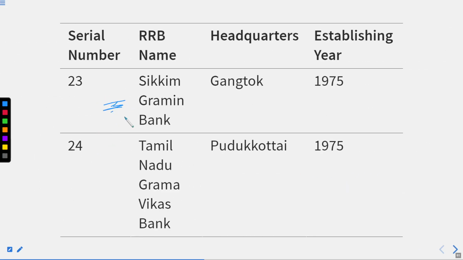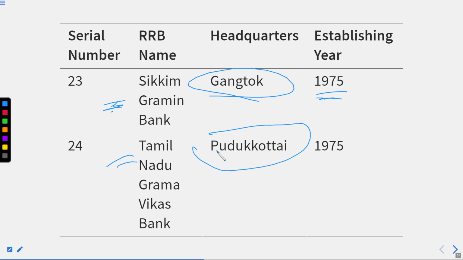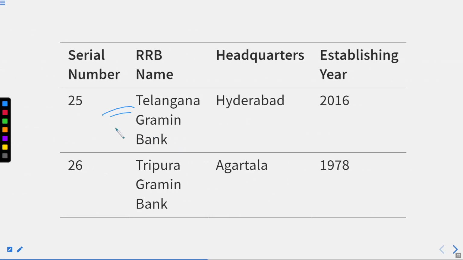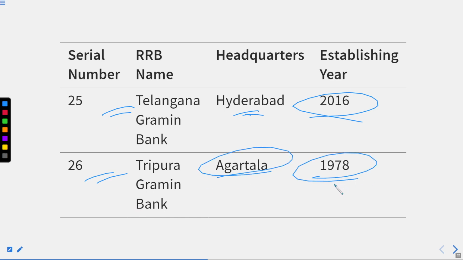Thereafter, we have the Sikkim Gramin Bank, headquarters at Gangtok, established in 1975. Thereafter, we have the Tamil Nadu Gram Vikas Bank, headquarters at Pudukkottai, established in 1975. Thereafter, we have the Telangana Gramin Bank, headquarters at Hyderabad, established in 2016. We have Tripura Gramin Bank, headquarters at Agartala, established in 1978.